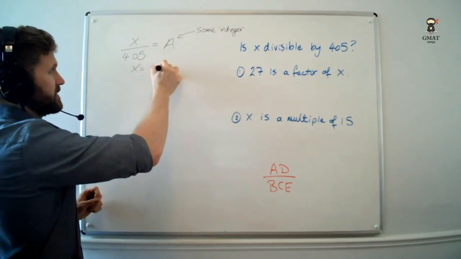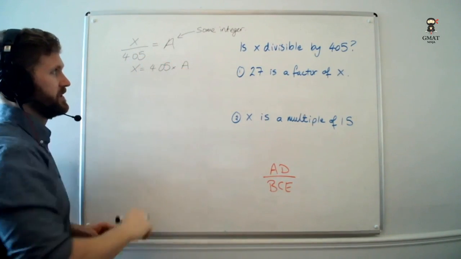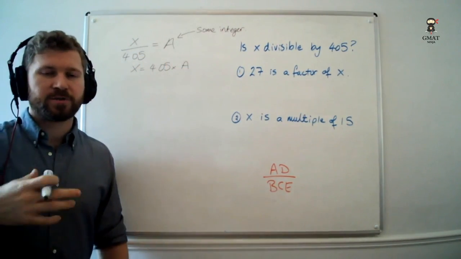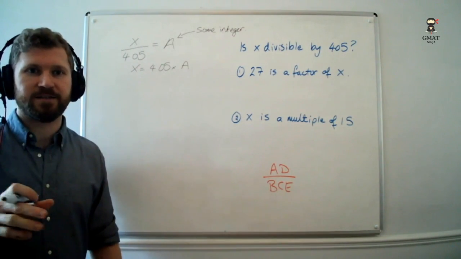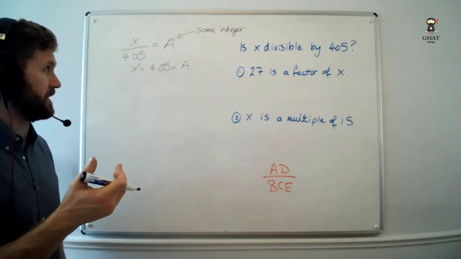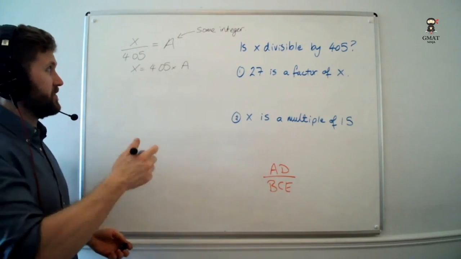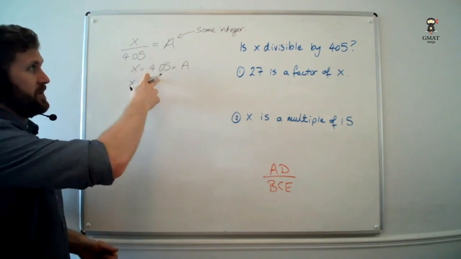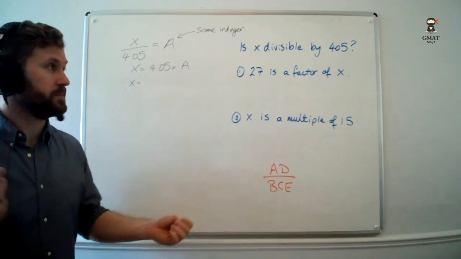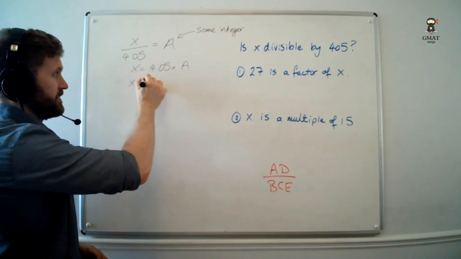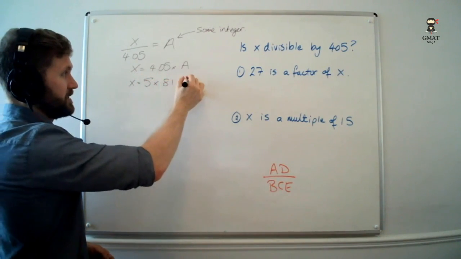Now I could say that's 405 times some integer. And then just like we did with the first question, your job here is going to be to prime factorize this as quickly as you possibly can. Now, there are various ways of doing this. The first thing you can see that divides it would be 5. 405 is 5 times 81 times a.